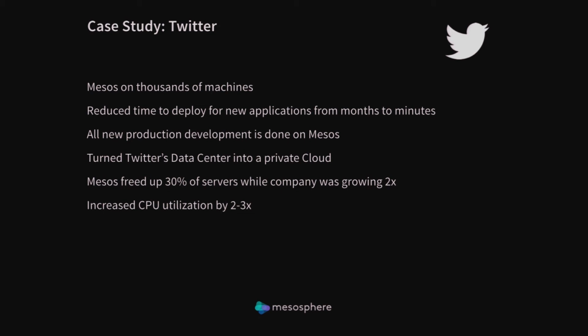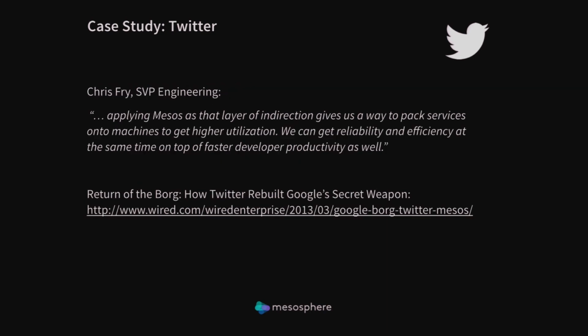There's a quote by Chris Fry, their SVP of engineering. He said, applying Mesos as a layer of indirection gives us a way to pack services onto machines to get higher utilization, and we can get reliability and efficiency at the same time on top of faster developer productivity as well. Another interesting case is Airbnb.